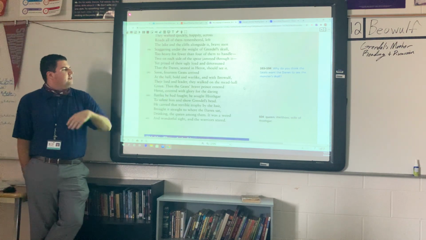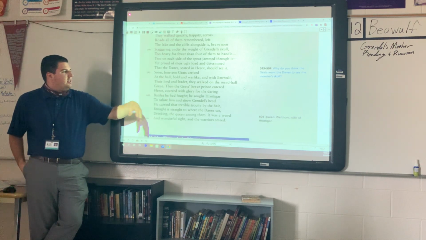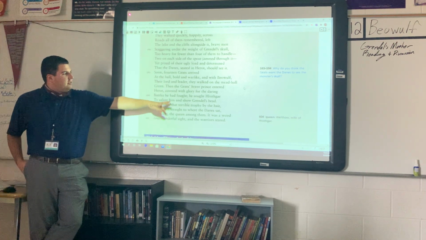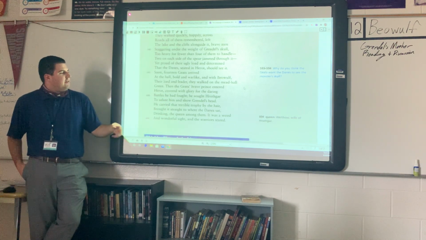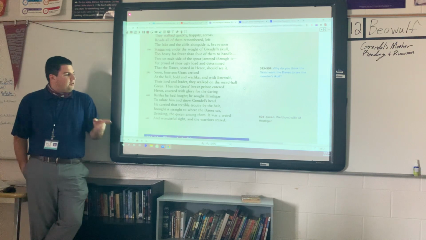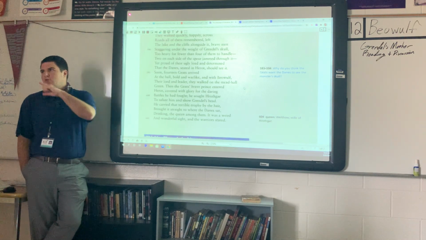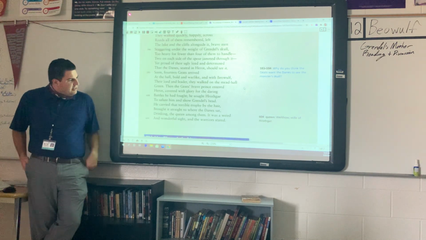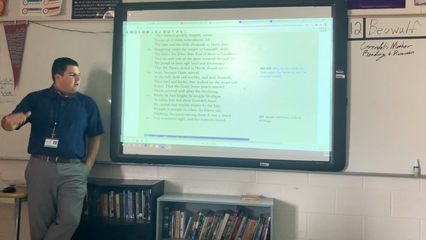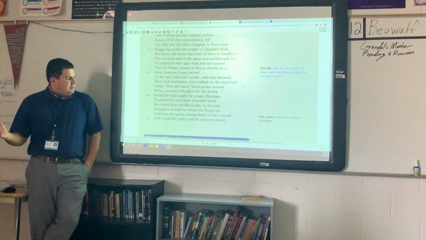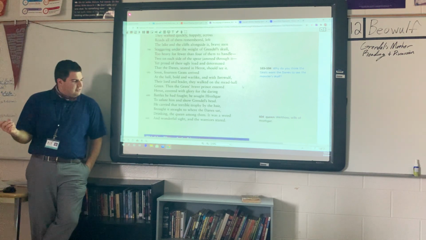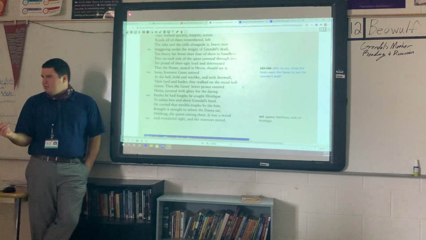So at the hall, bold and warlike, and with Beowulf, their lord and leader, they walked on the mead hall green. Then the Geats' brave prince entered Heorot, covered with glory for the daring battles he had fought. He sought Hrothgar to salute him and show Grendel's head. He carried that terrible trophy by the hair, brought it straight to where the Danes sat, drinking, the queen among them. It was a weird and wonderful sight, and the warriors stared.